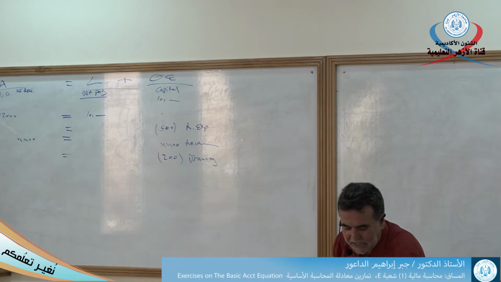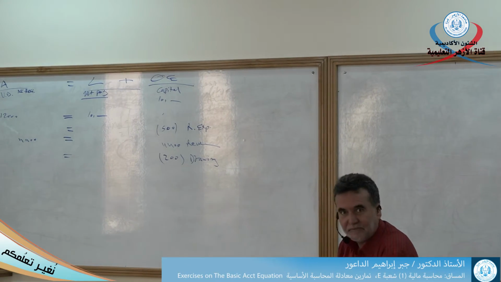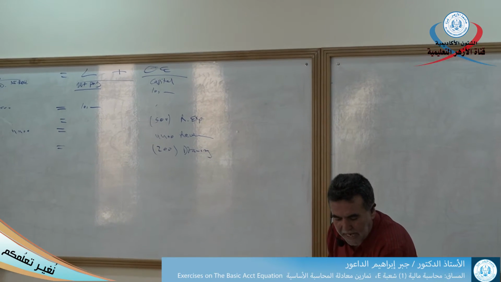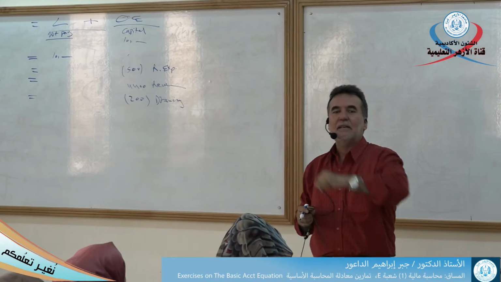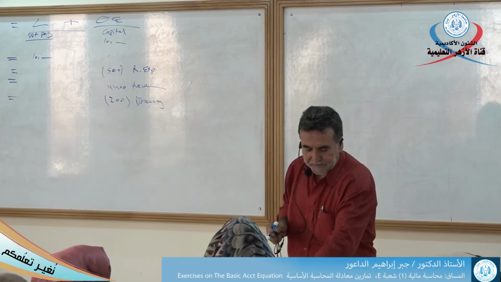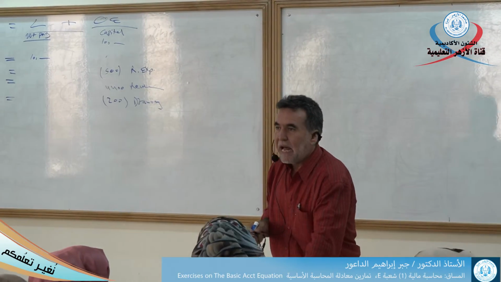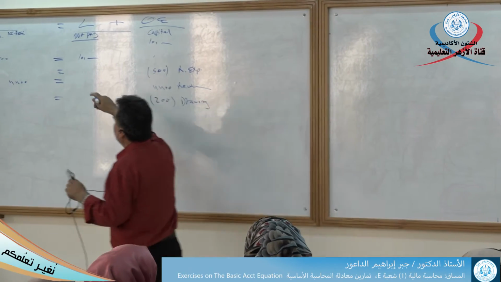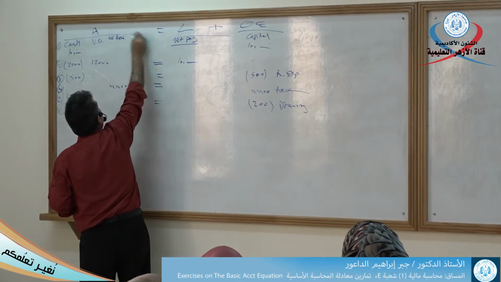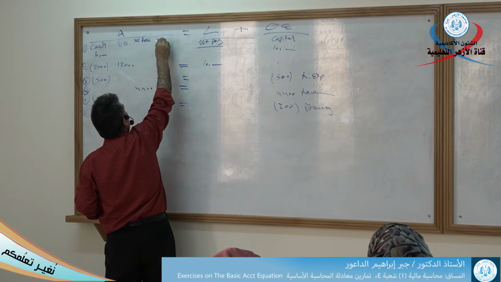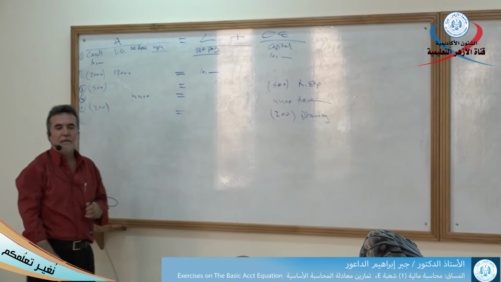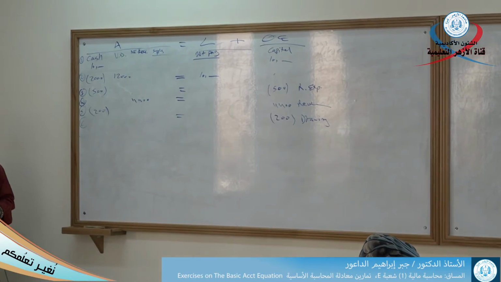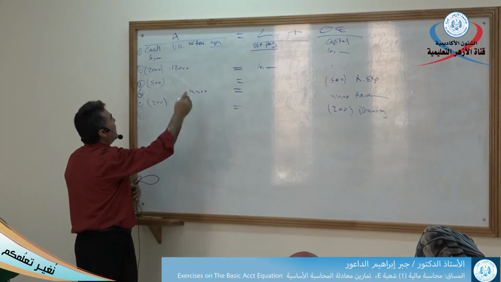Okay. Transaction number 6. Purchase supplies for 150 on account. As your colleague said, supplies, assets, increased by 150.